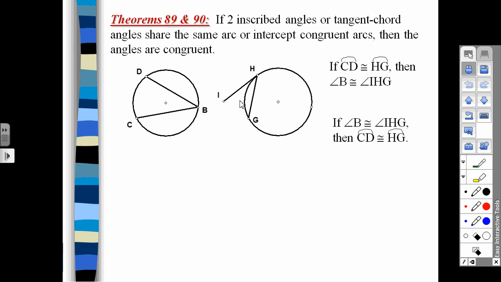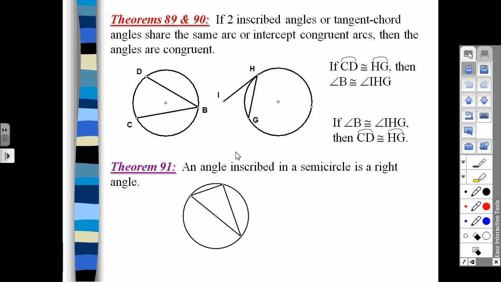Okay, so just think, it should make sense. They both have the same formula that to figure out this angle, it's half of the arc. So if the arcs are the same, then the angles have to be the same, right? Okay, here's another theorem. This one's cool. We already kind of know this. It says that if an angle is inscribed in a semicircle, that it's going to be a right angle.